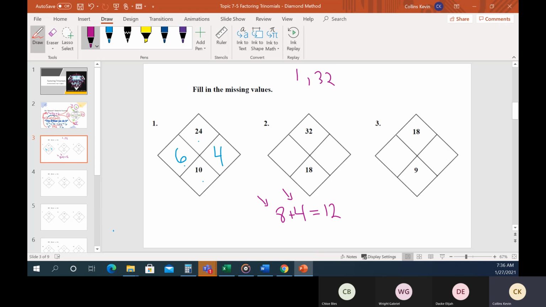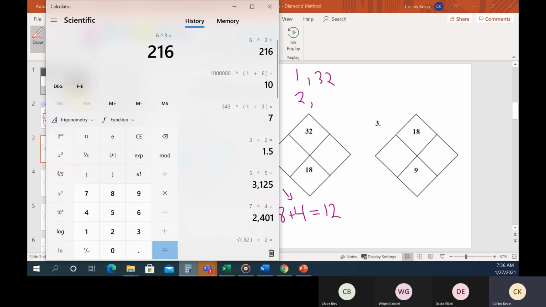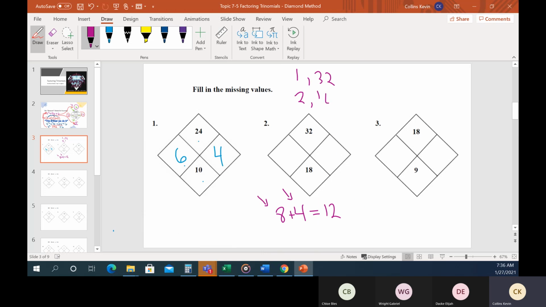So does 2 go into 32? Yeah, because it's an even number, right? So we take 32 and divide by 2. If we're not sure of that, we can always use our calculator, right? So I go 32 divided by 2 is 16. So now the question is, if I add 16 plus 2, do I get 18? Yeah, so that's our boy, isn't it?